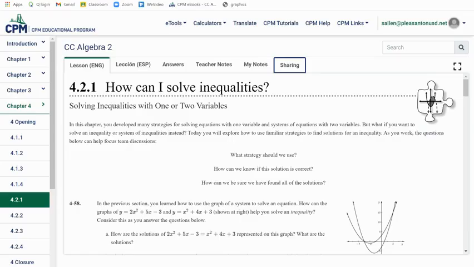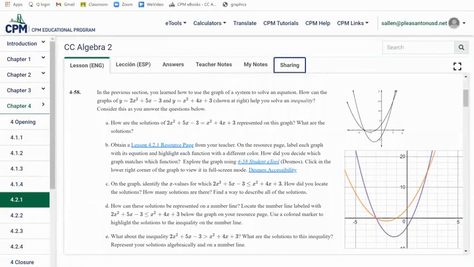So we will look at problem 58. We will do that one together, and then you will do 59 on your own. For 58, it says, in the previous section, you learned how to use the graph of a system to solve an equation. We want to know, how can the graphs of y equals 2x squared plus 5x minus 3 and y equals x squared plus 4x plus 3, shown at the right, help you solve an inequality?